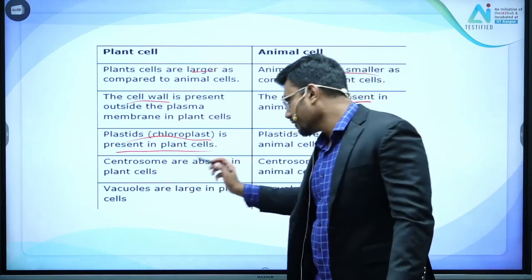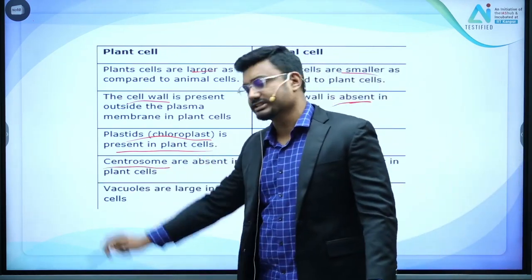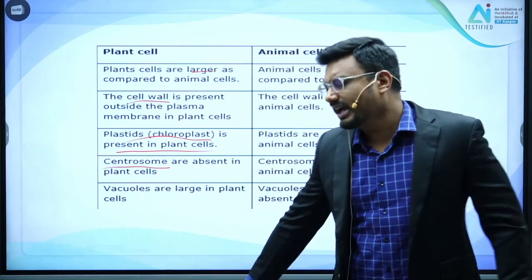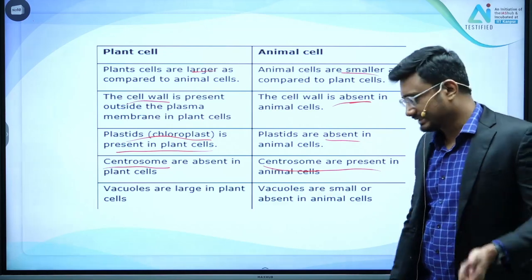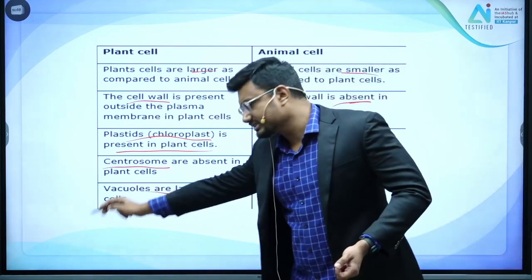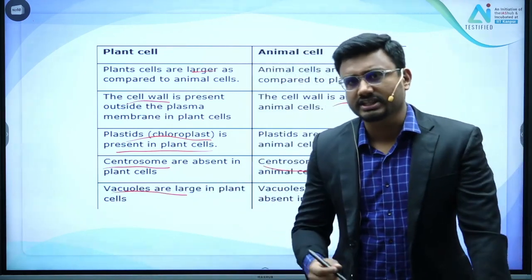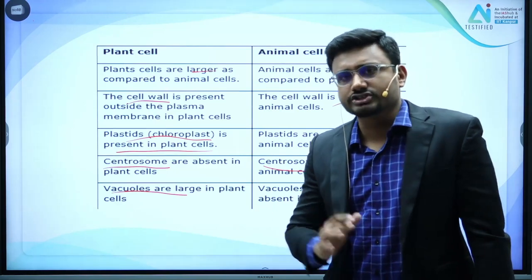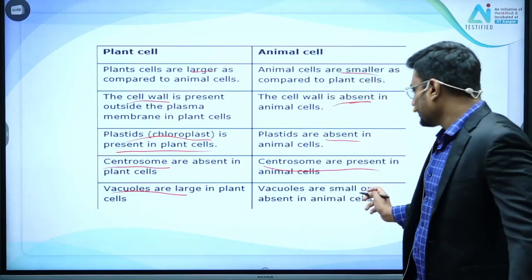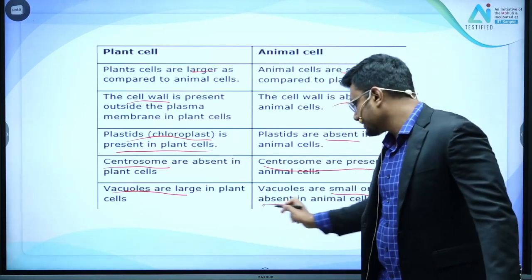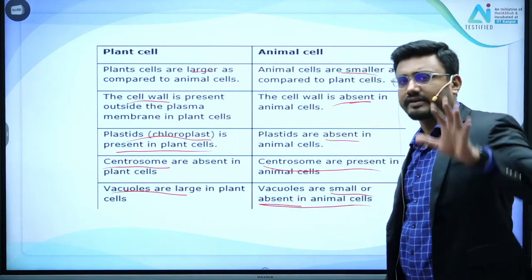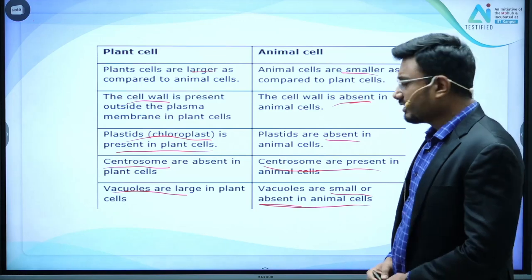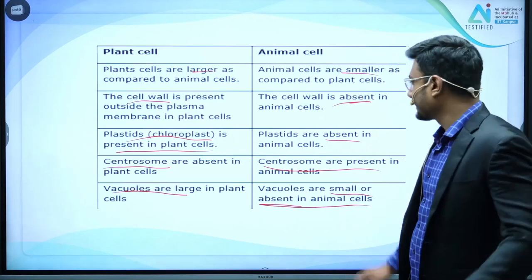Centrosome is absent in the plant cell. There is no centrosome in the plant cells, whereas in animal cells, centrosomes are present. Vacuoles are large in the plant cells. Vacuoles are those regions where there is no cytoplasm. Vacuoles are small or absent in the animal cell. This slide is very important and we need to learn it by heart. Now let's move on to the next slide.